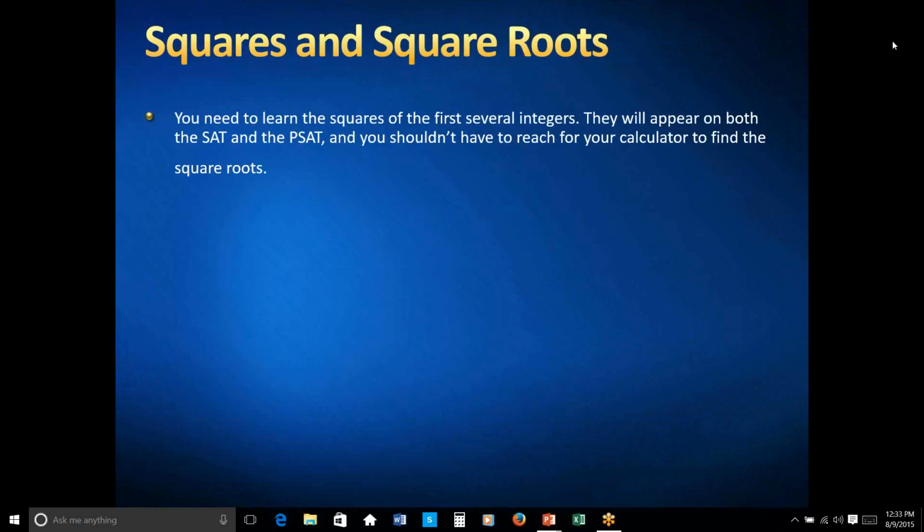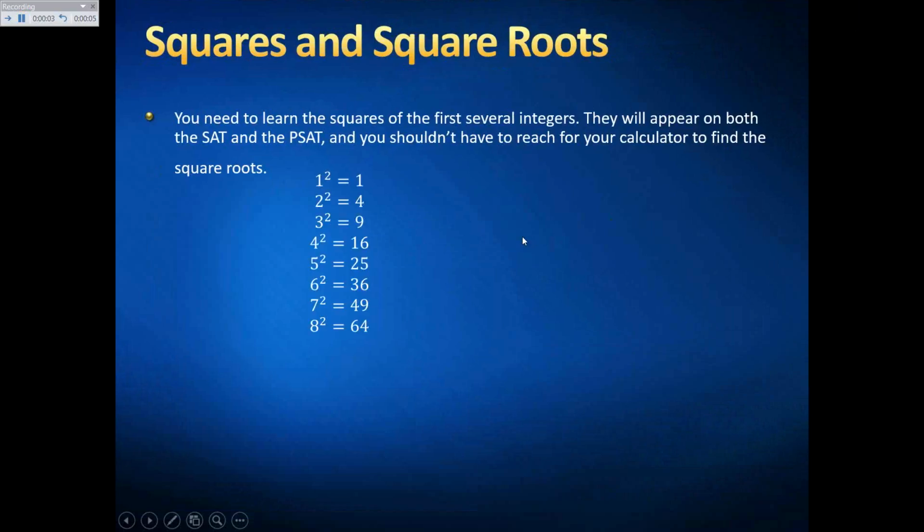You will need to know the squares of the first several integers. They are going to appear on both the SAT and the PSAT, and you do not want to reach for your calculator to get to those. So here are the first 8, and you probably know all of these, but then you should go ahead and learn all the rest of them up to 13 squared is 169.